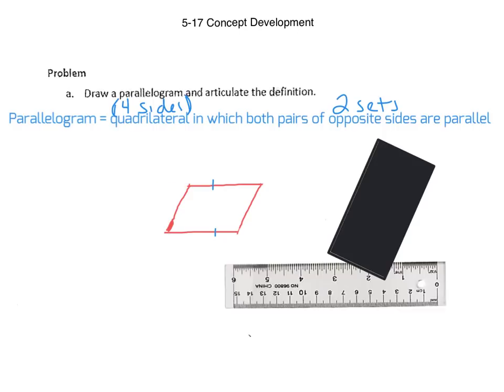So now that I have 2 sets of parallel sides, I need to mark my second set of parallel sides. So instead of doing 1 hash, I'm going to do 2 little hashes, meaning these 2 match. So they both have 2 hashes. So here is my parallelogram. 2 sets of parallel sides of a 4-sided polygon.